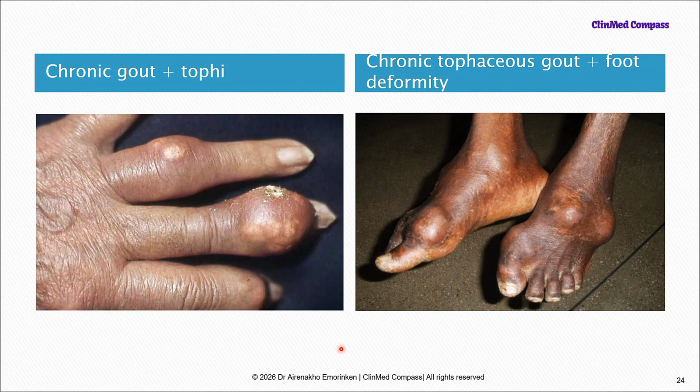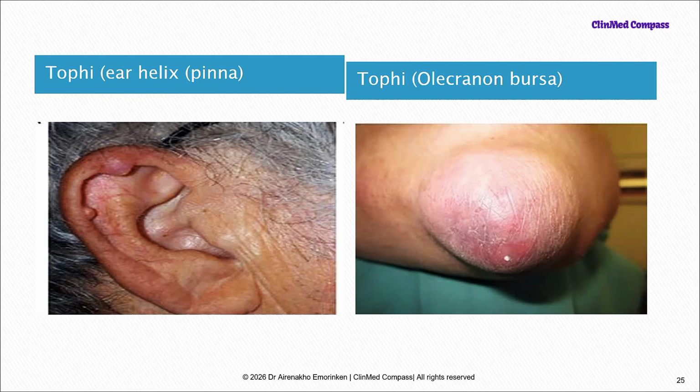These images illustrate chronic tophaceous gout with obvious joint deformity. On the left, you see multiple tophi visible on the fingers. Note the nodular yellowish subcutaneous deposits. On the right, you also see multiple tophi visible and foot deformity due to chronic gout.